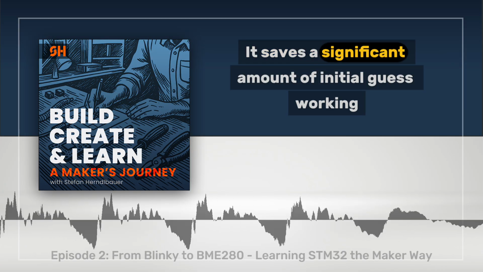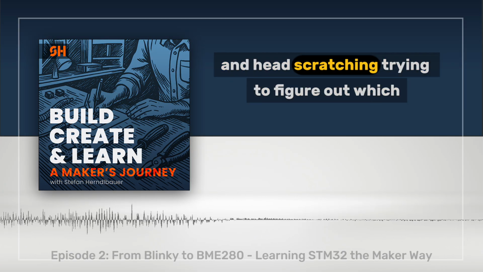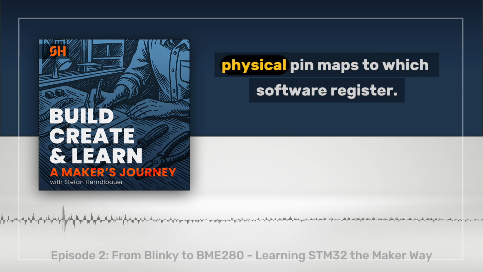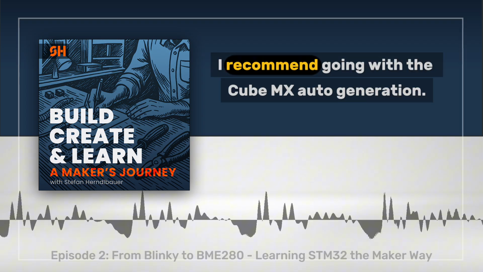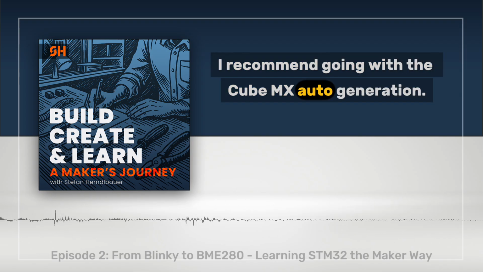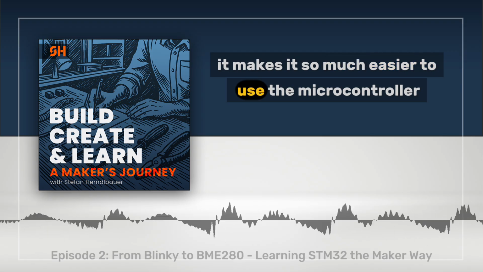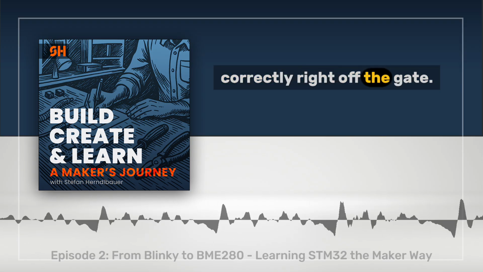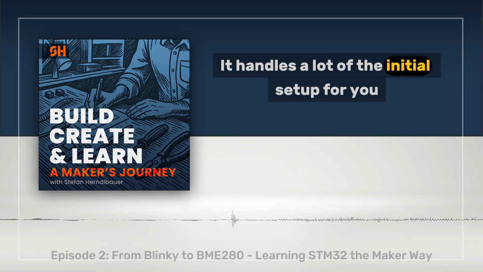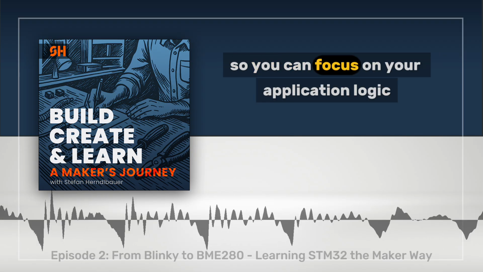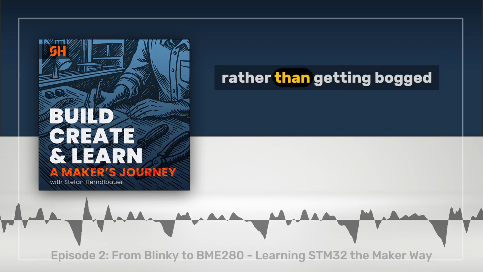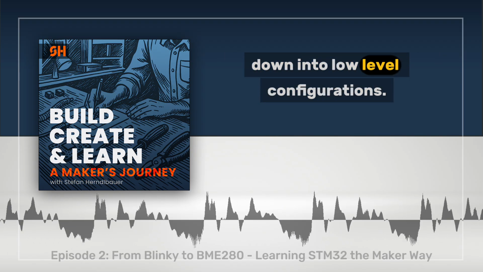It saves a significant amount of initial guesswork and head scratching trying to figure out which physical pin maps to which software register. For a project type, I recommend going with the CubeMX auto generation. Especially for beginners, it makes it so much easier to use the microcontroller correctly right off the gate. It handles a lot of the initial setup for you, so you can focus on your application logic rather than getting bogged down in low-level configurations.